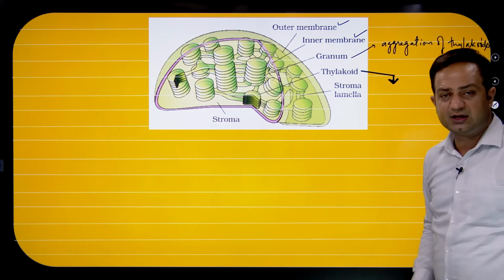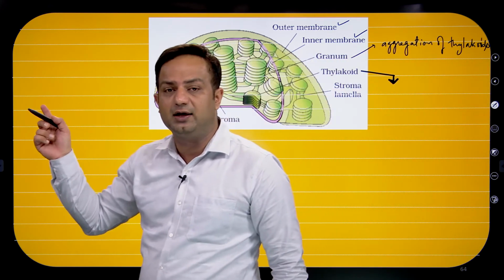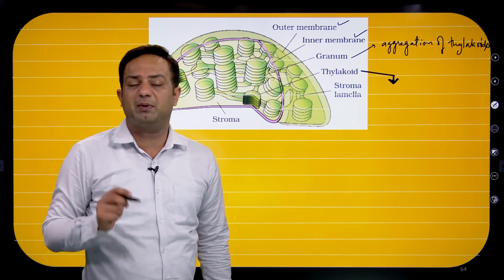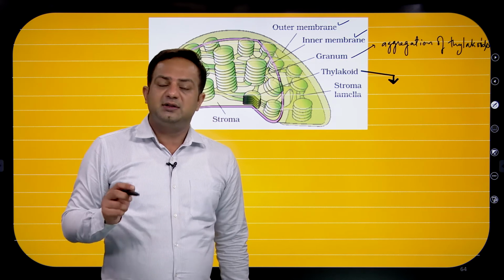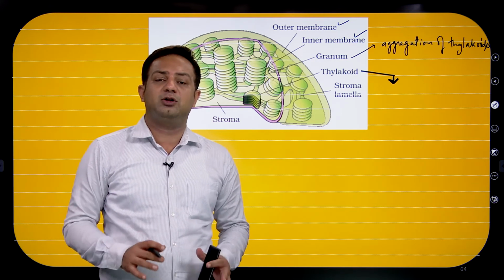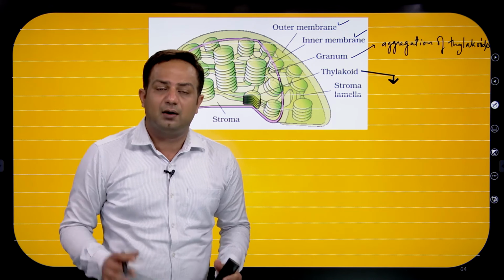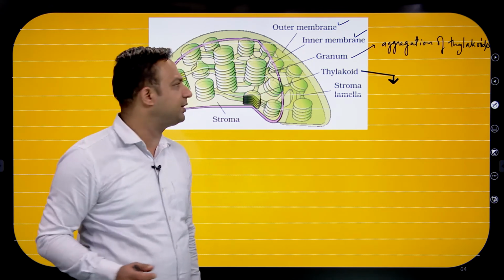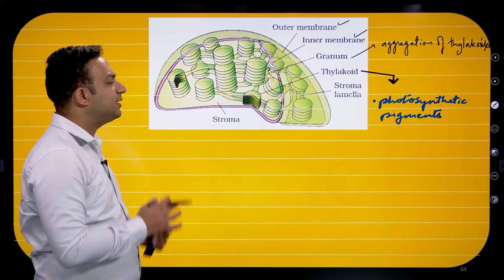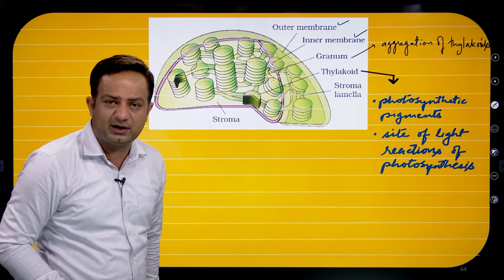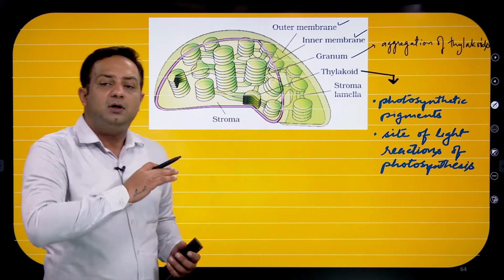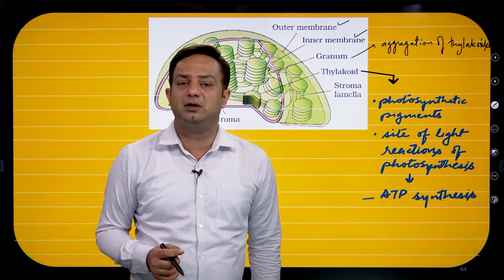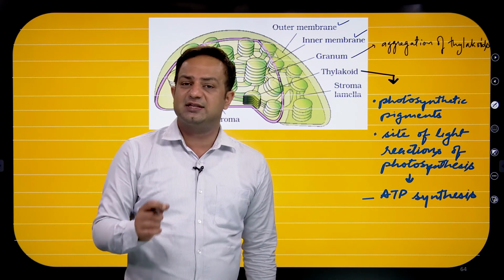And remember one thing, as I told you earlier when we were studying algae, thylakoids are the places where the photosynthetic pigments are located. But in algal cells these thylakoids were not forming the grana. Here they form grana because we are studying higher plants right now. So the thylakoid is the place of photosynthetic pigments and of the light reactions of photosynthesis. The light reactions are related to liberation of oxygen and synthesis of ATP.